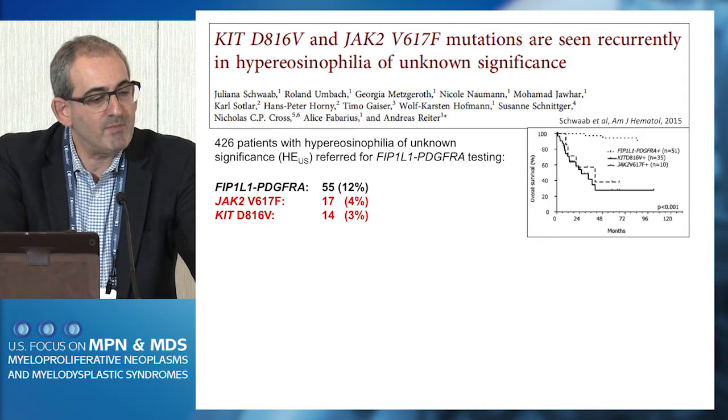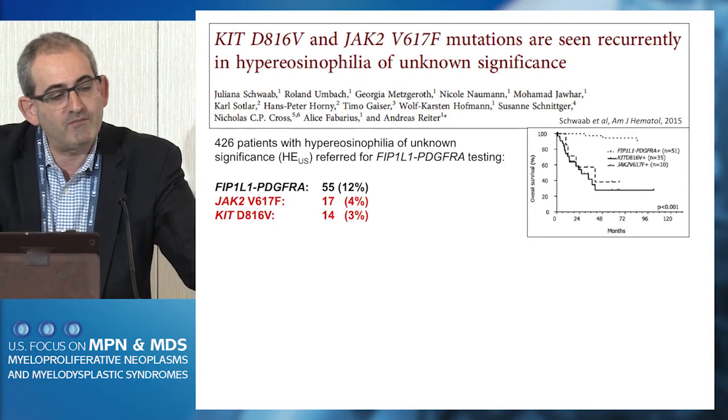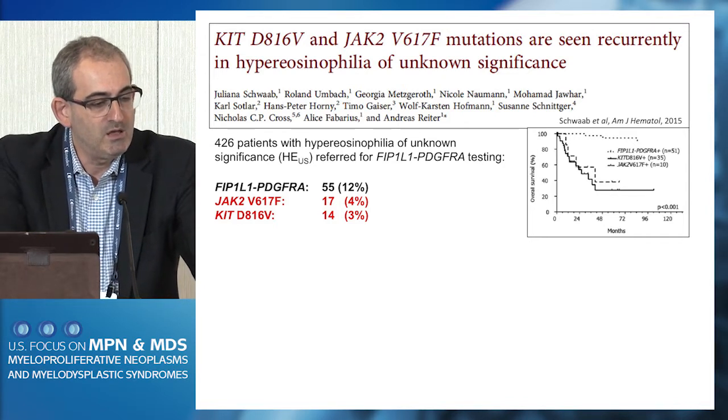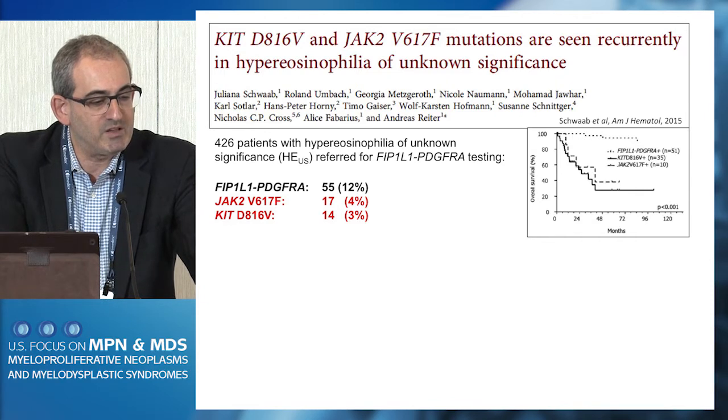And if you look at the Kaplan-Meier curves for survival, you can see that the survival of those patients with FIP1L1-PDGFRA alpha disease is very good because these patients are treated with imatinib and live very long, whereas the survival of those patients with a KIT or JAK2 mutation is relatively shorter.